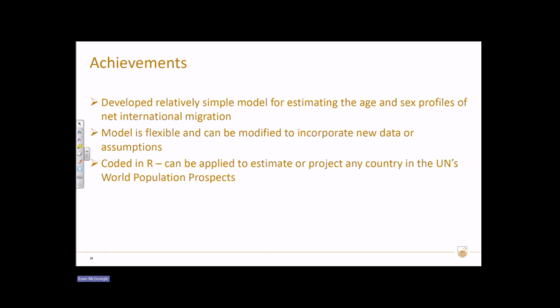I'm quite happy with this work. I mean, it's a very simple method. Anybody could do it. I could do it on a spreadsheet. We were able to hand over the code to them, and they can get to work right away on it. It's a simple method for coming up with age and sex profiles of international migration. It may not be perfect, but it was better than what they were doing before.